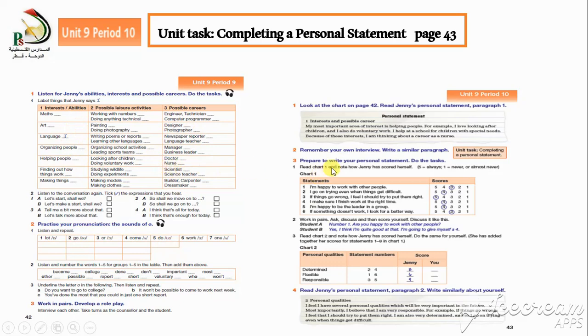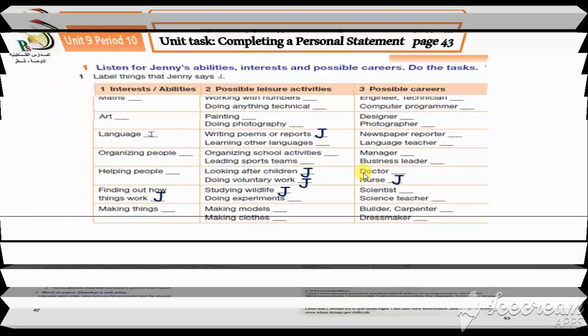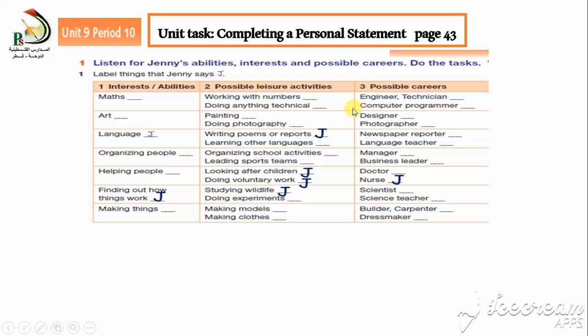Now your task is to go to this page and write down for me. For example, your name is Fatima. So now label things that Fatima says with F. Whatever your interest is, whatever your ability is, label it with F, and based upon this interest and ability, what do you usually do according to your activities? Label them as F, or whatever your name's first letter is, and then choose your career. Okay, understood? Then what did we do for Jenny?